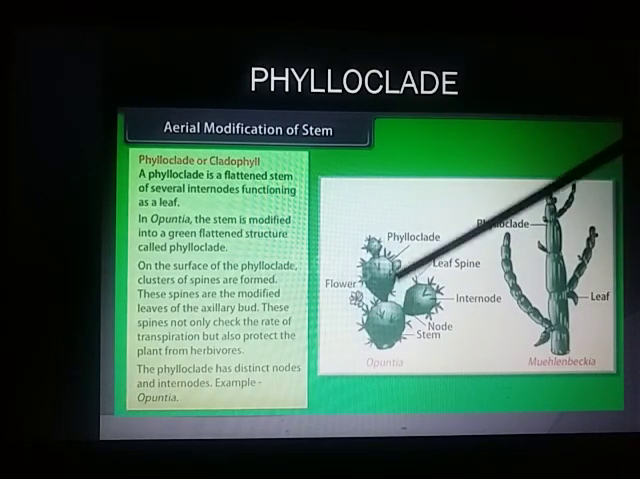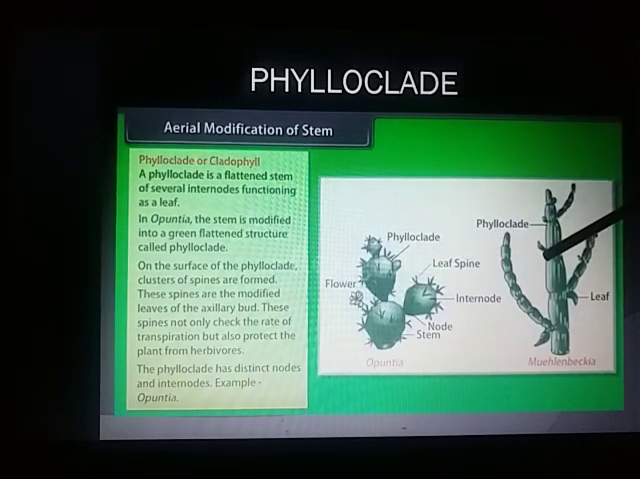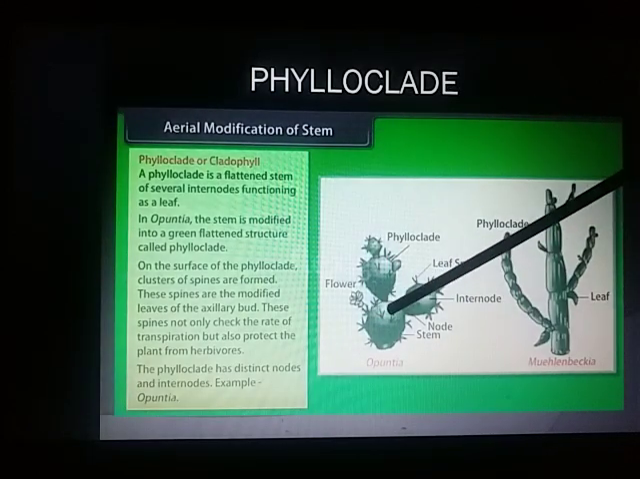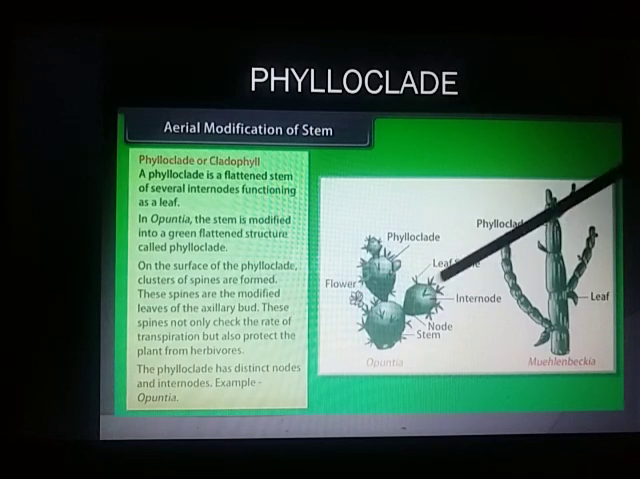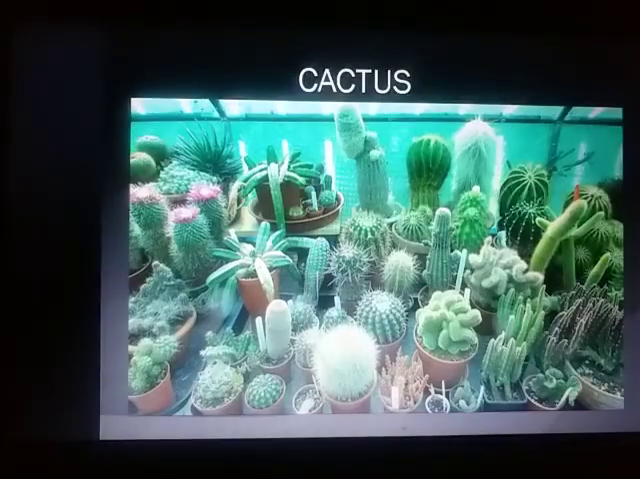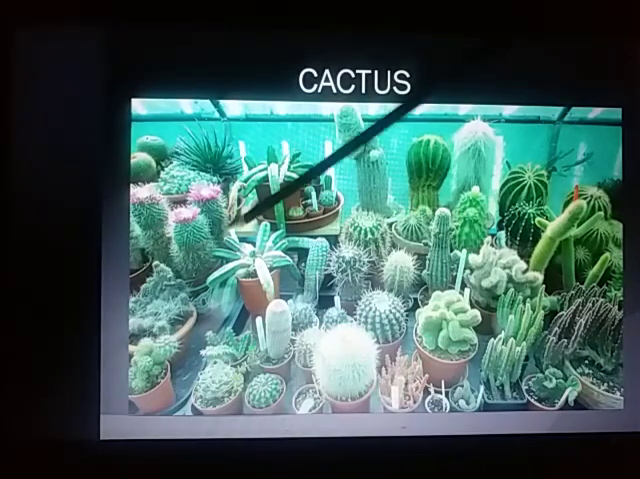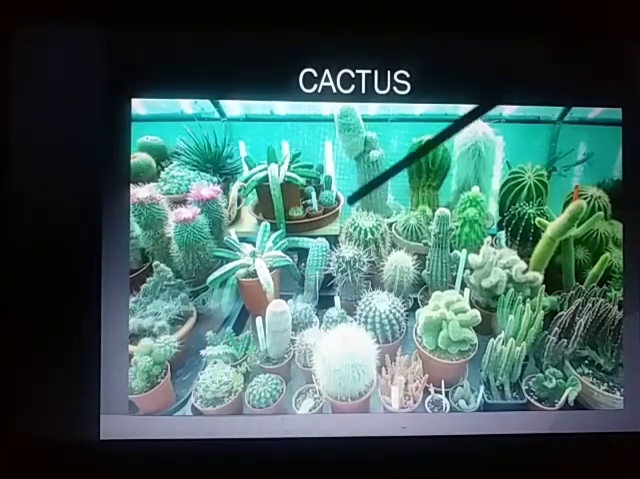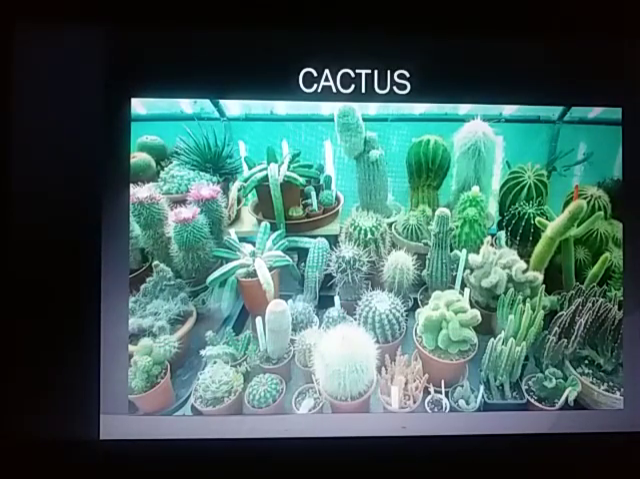Here you are watching on the monitor. This is Opuntia. This is Muehlenbeckia. In the Opuntia, the phylloclade is flat and fleshy, where the original leaves are modified into spine structures, and in the case of Muehlenbeckia it is ribbon shaped. So it is a typical xerophytic character, and here on the monitor you are watching the various types of cacti members. These are all phylloclades where the stem is modified into leaf-like structures.